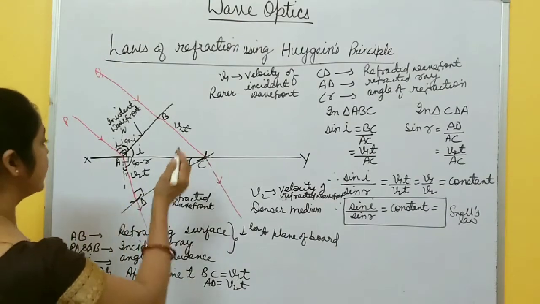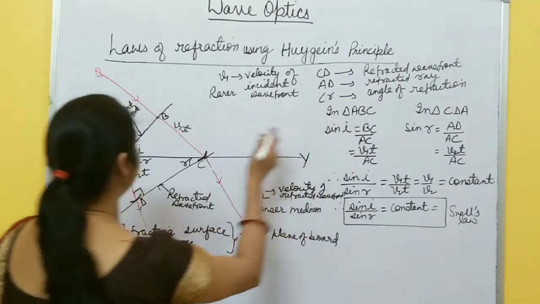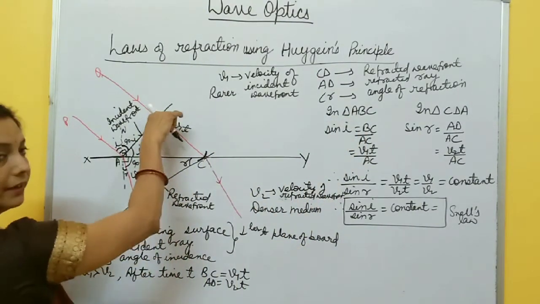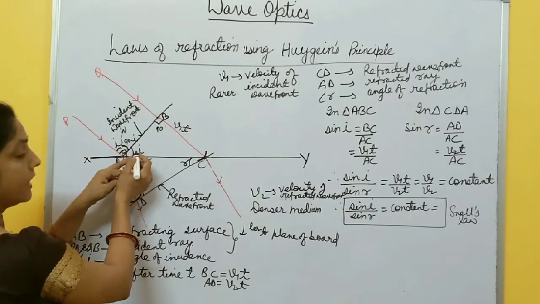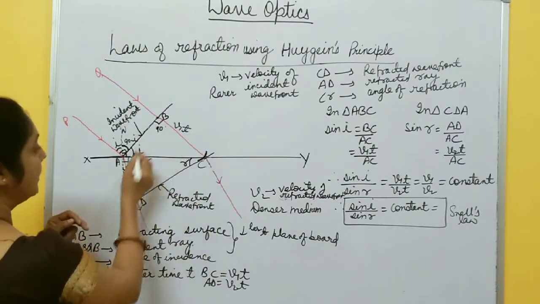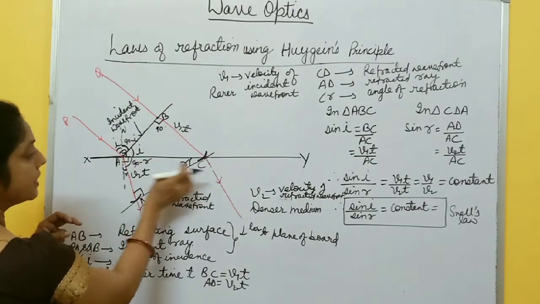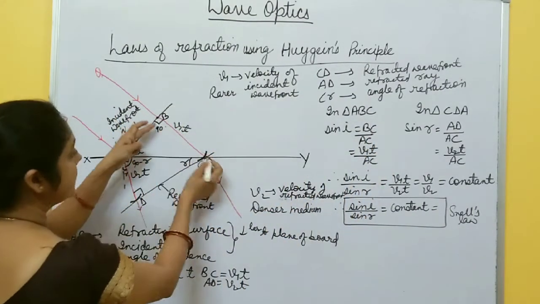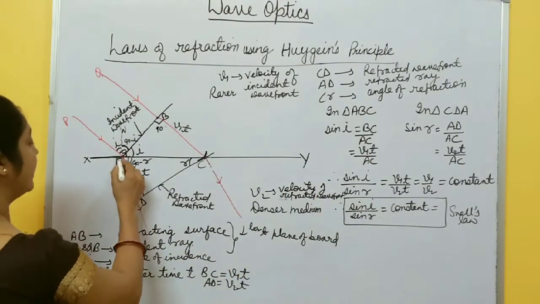For this, let us consider triangle ABC first. In triangle ABC, this one is 90 degrees, since the wavefront and ray are normal. This one is I. So you can easily find sine I. Sine I is perpendicular by hypotenuse. Perpendicular here is BC, and hypotenuse is AC. So sin I is BC by AC, and BC is v1t, so sin I is v1t by AC.